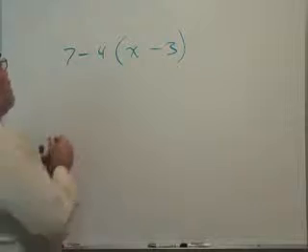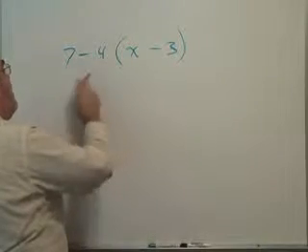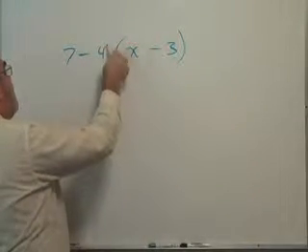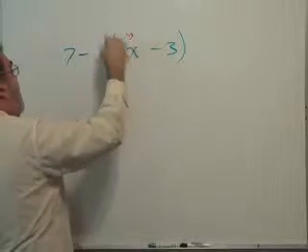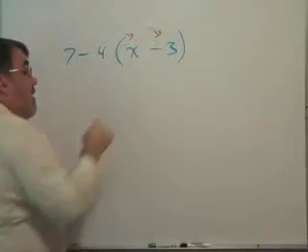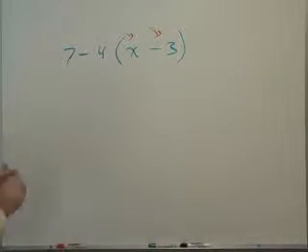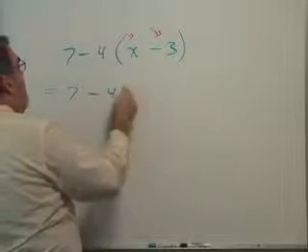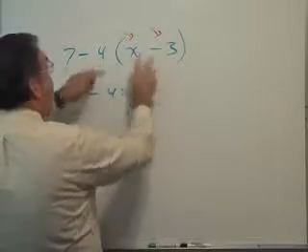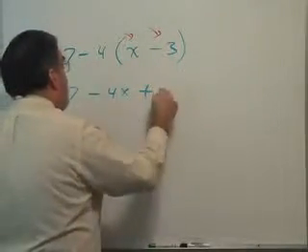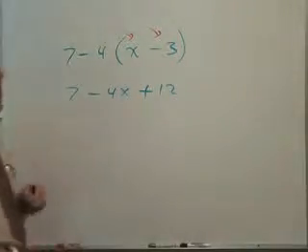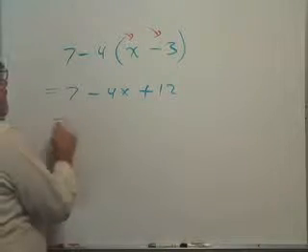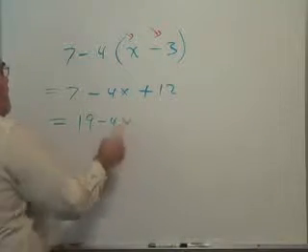So when you distribute, we're going to multiply negative 4. Let's think of it as negative 4 times x and negative 4 times negative 3. And so that will give us 7 minus 4x. And then minus 4 times minus 3 is, of course, plus 12. The negatives cancel. And then we can combine terms and get 19 minus 4x.